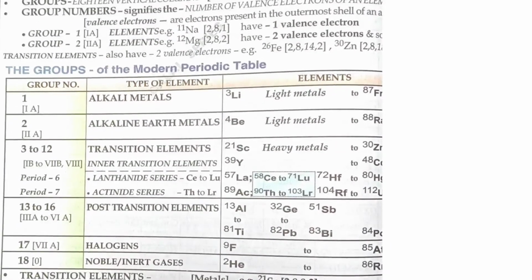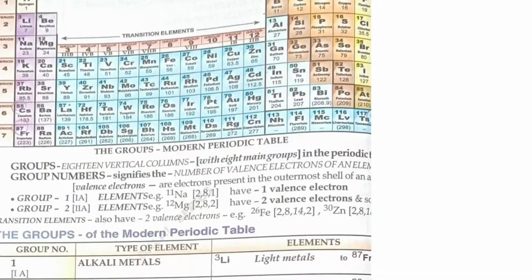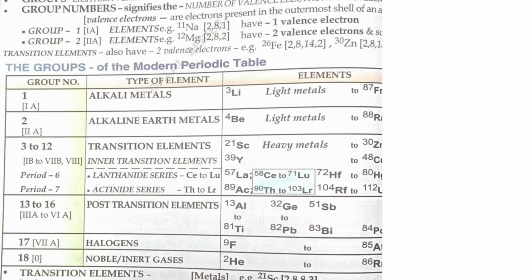So group 1 is known as alkali metals. There are a total of 18 groups. The first group is known as alkali metals. The meaning of alkali metals is that they form basic oxides. The metals which form basic oxides are known as alkali metals. An example is given, lithium to francium. So you can clearly see this first group, lithium to francium, all are alkali metals. They form basic oxides, and when bases dissolve in water, they are known as alkali. So the name of the element group is alkali metals.